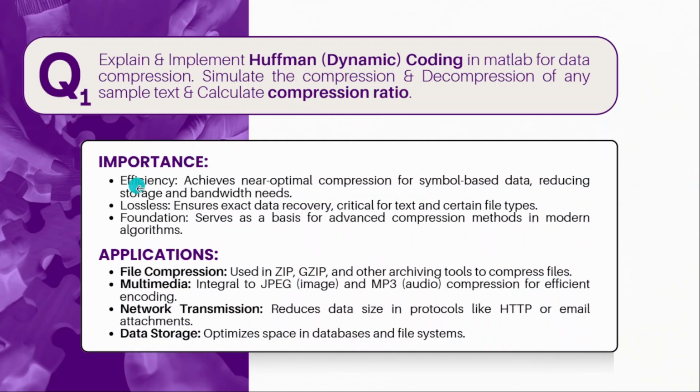And what is its importance? Efficiency: it achieves near optimal compression for any symbol based data, reducing storage and bandwidth needs. So one is the efficiency, another is that it is lossless, and there are some storage advantages. Applications are used in zip files, gzip files and other archiving tools for compressing files, whatever we use in our Windows to compress or decompress things, those are based on these techniques only. In multimedia like JPEG and MP3 audio compression also, it is an efficient type of encoding and decoding technique.